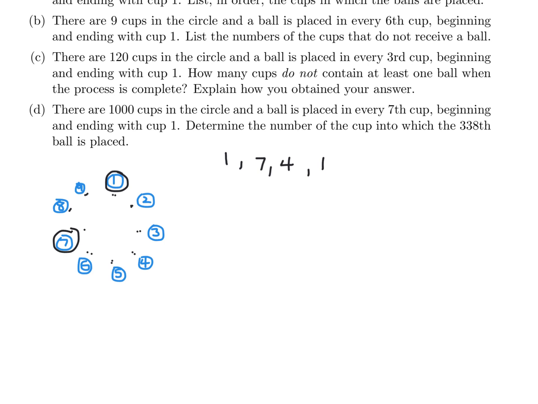So list the numbers of the cups that do not receive the ball. So 1, 7, and 4 were the only ones that received. So the ones that did not receive were 2, 3, 5, 6, 8, and 9. Those 6 cups did not receive the ball.